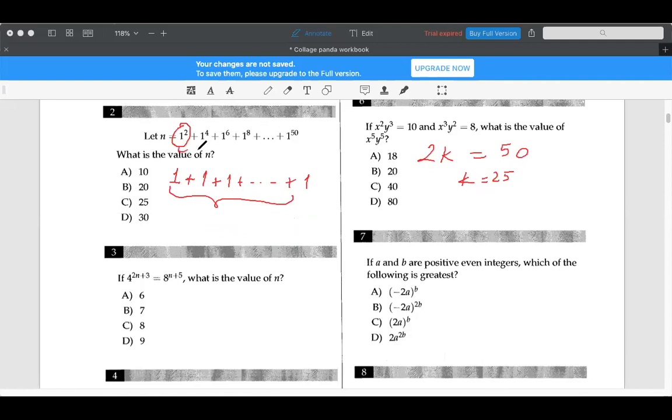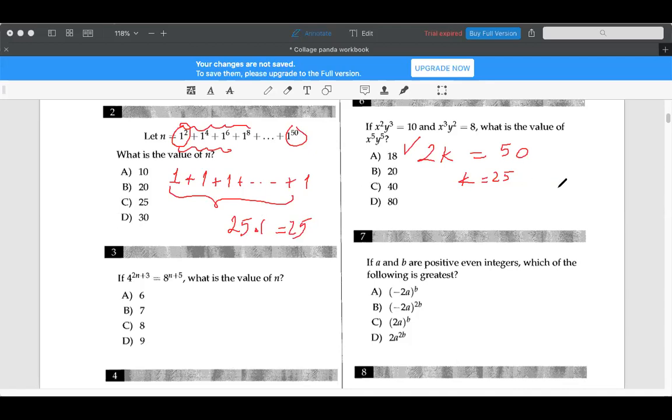Or think like that. When the power is 6, how many numbers are there? 1, 2, 3. 3 numbers, half. When this is 8, how many numbers are there? 1, 2, 3, 4. 4. When this is 50, how many? 1, 2, 3 till 25. Half of it, okay? This is the normal way. This is the logic, okay? Am I clear? Yes. 25 times 1, which is 25.